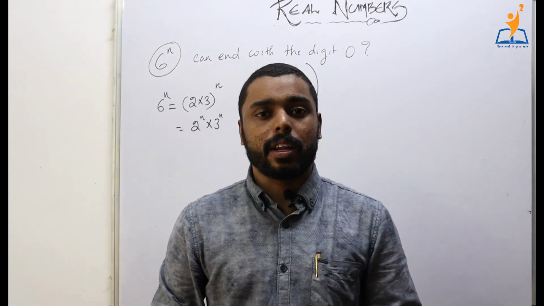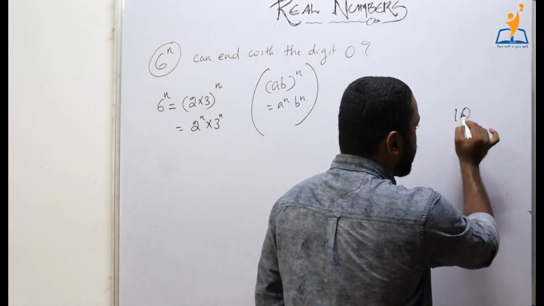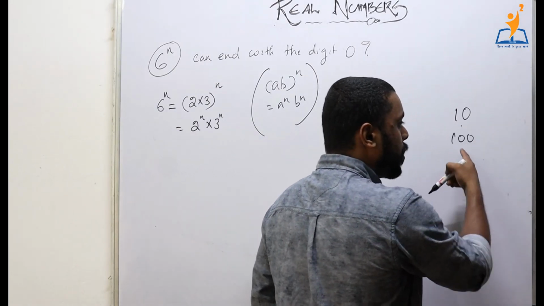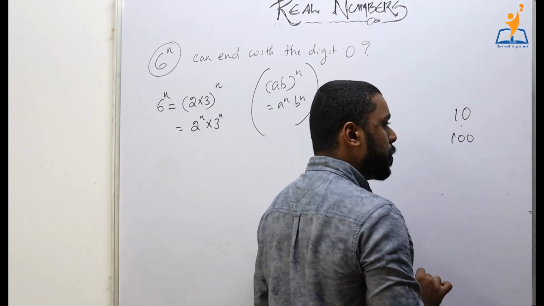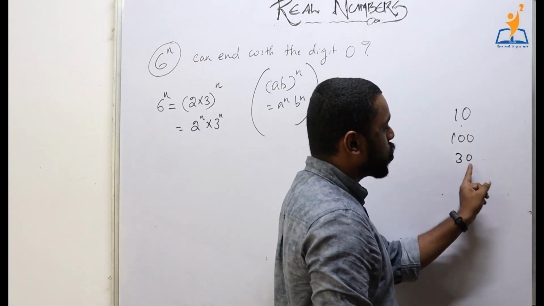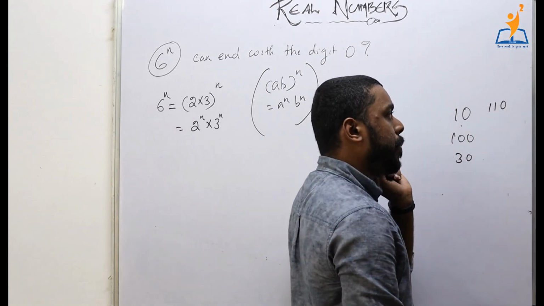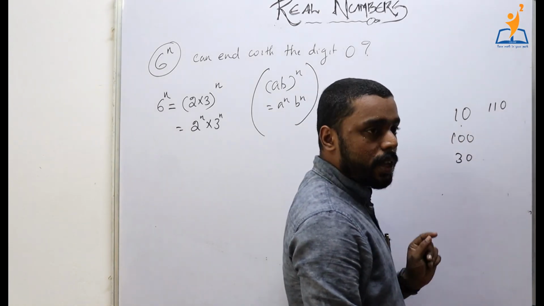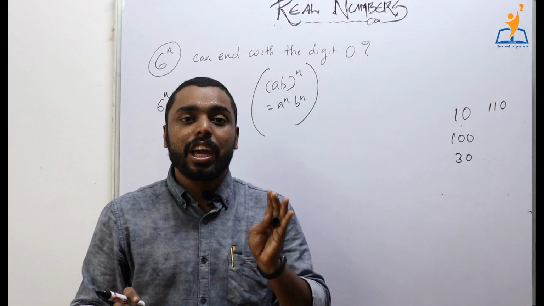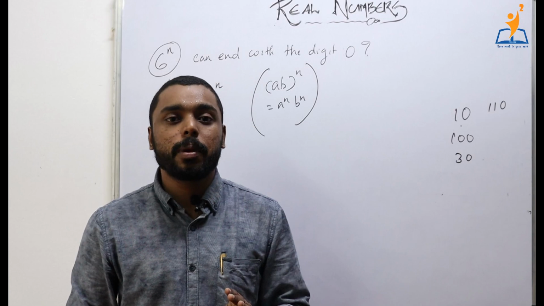Since any number which ends with the digit 0 is divisible by 5. See, 10 is a number which ends with the digit 0. It is divisible by 5. 100 is also a number ending with the digit 0. It is also divisible by 5. 30 ends with the digit 0. It is also divisible by 5. 110 also ends with the digit 0. It is also divisible by 5. So whatever the number, if it ends with the digit 0, it is always true that it will be divisible by 5.